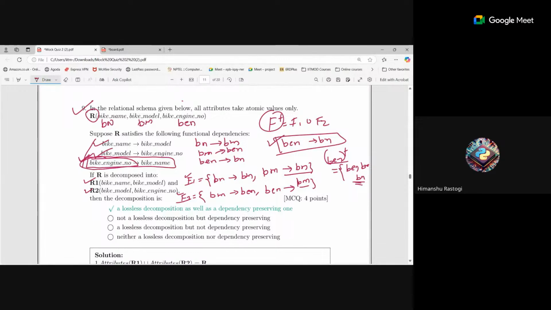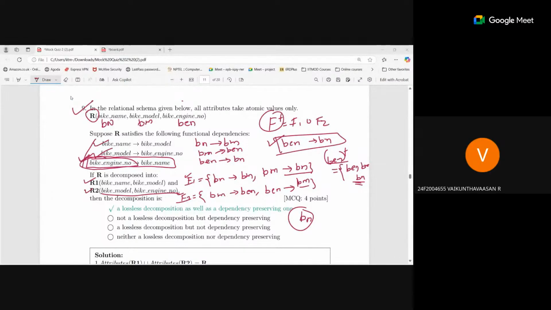Sir, in the functional dependency set, we cannot write a functional dependency which includes an attribute which is not in the relation, right? Like in R2, in the F2, you cannot write a functional dependency which includes bike name. No, no. It is not applicable. The attribute is not present. Okay, yeah.